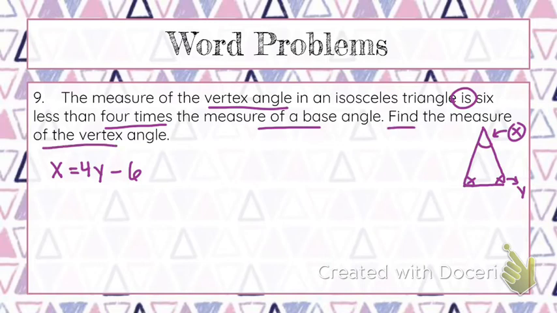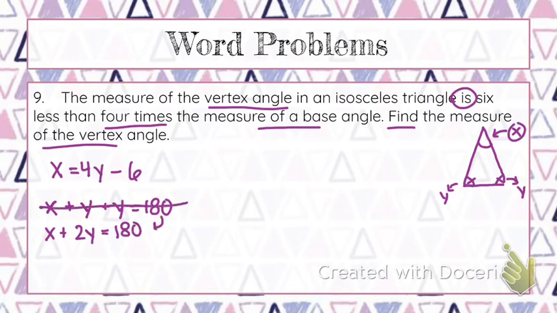Now it says to find the measure of the vertex angle. Well, right now we don't have enough information, but something that we know about triangles is that all 3 angles have to add up to 180 degrees. So we know that x plus y plus another y, all 3 angles, because the base angles are the same, they're equal to each other, has to equal 180 degrees. So I'm going to simplify this to say x plus 2y equals 180. Okay? So now we have 2 equations that we can use to solve. So let's plug this in for x.